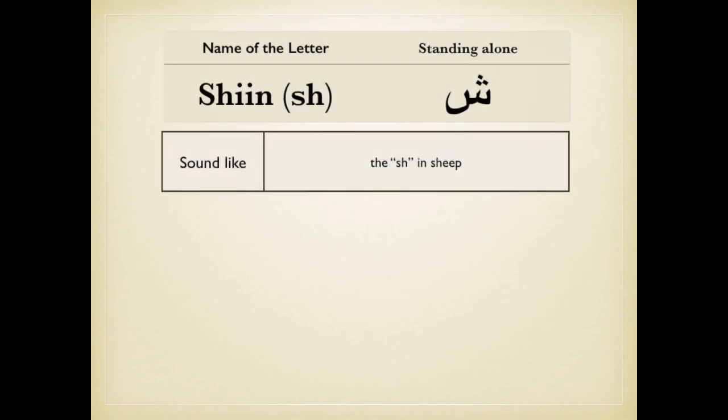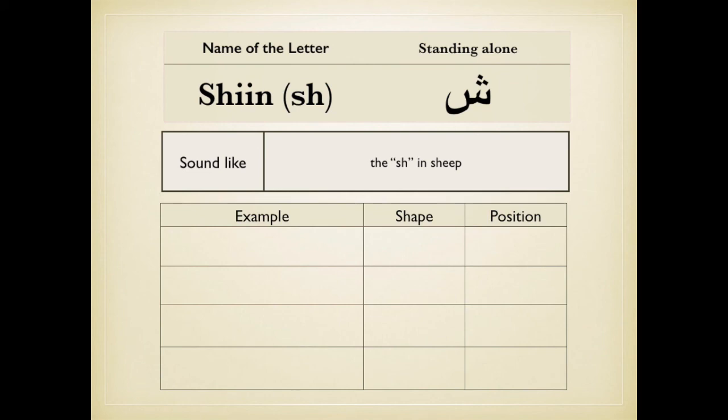Okay, next letter is Shiin, Sha. As you may notice, the difference between Siin and Shiin is 3 dots above the Shiin, and the sound here is like the SH in sheep. I'm sorry, I made a mistake at first, it's the SH in sheep, not the CH. Sorry, my mistake, guys. So let's go through the examples.